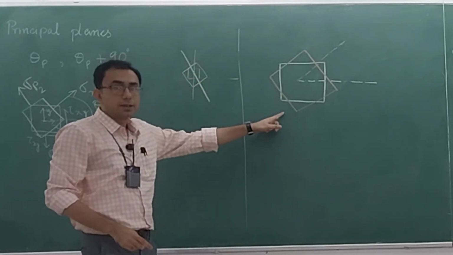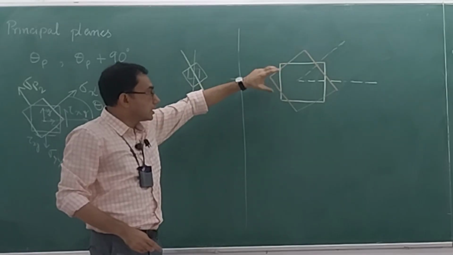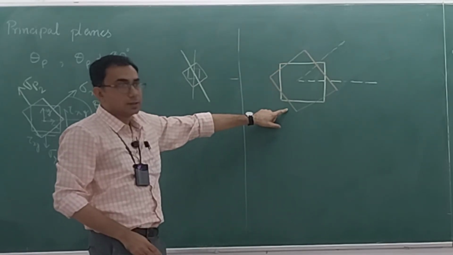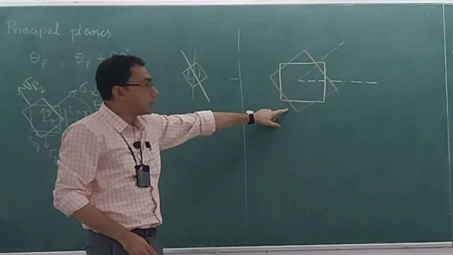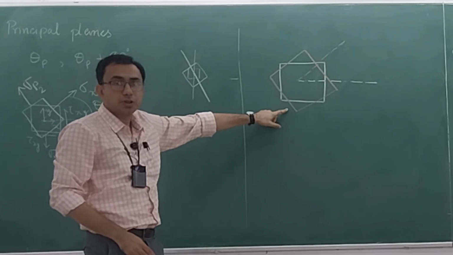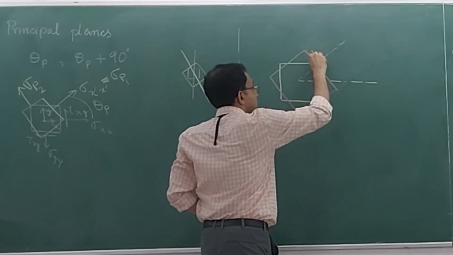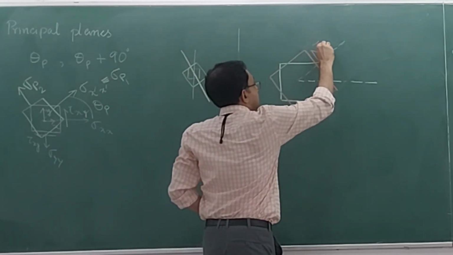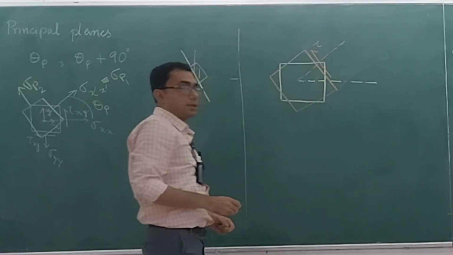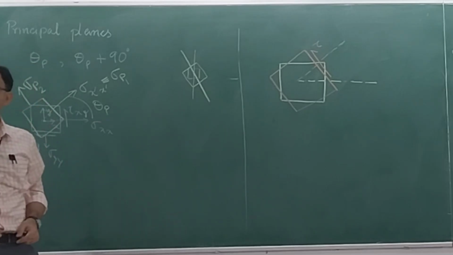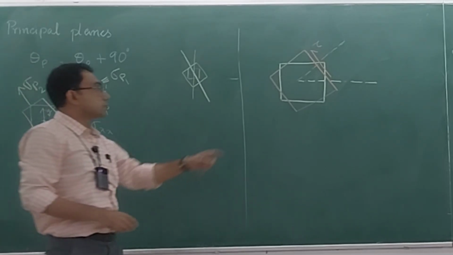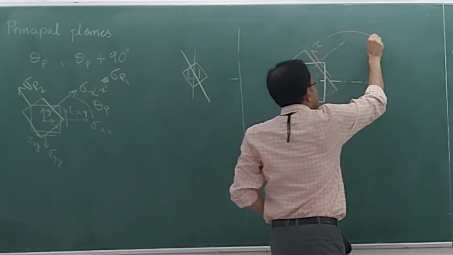This red colored, rotated stress element is where you are going to have the maximum shear stress. So if I draw the shear stress here, this tau, this is the maximum in plane shear stress.